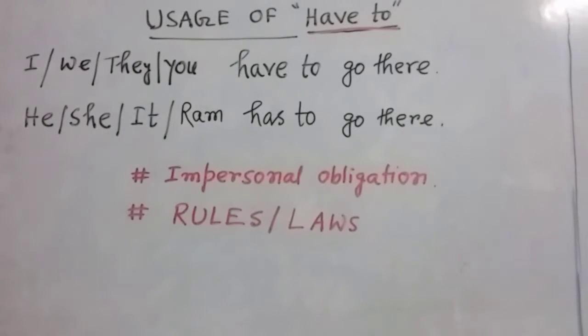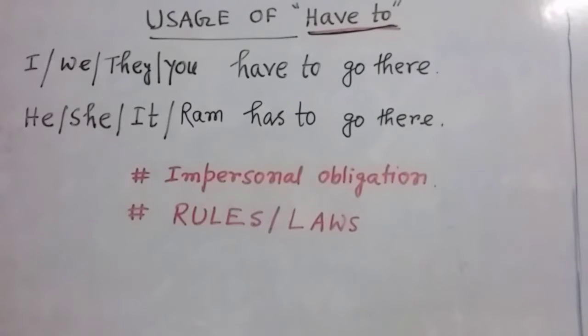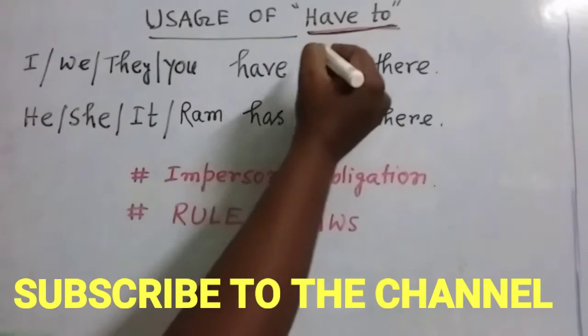Friends, today on this podcast we are going to discuss the usage of "have to" in English sentences. Actually, my dear friends, this term "have to" is widely used in English sentences, and basically it is used in spoken English. Whenever we speak in English with others, we use "have to" repeatedly. Actually, this is a verb.